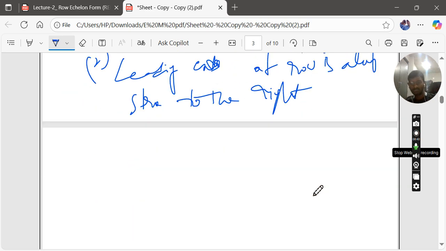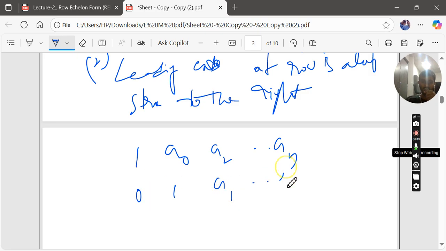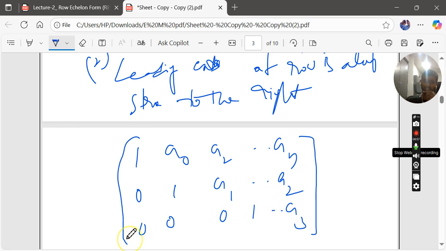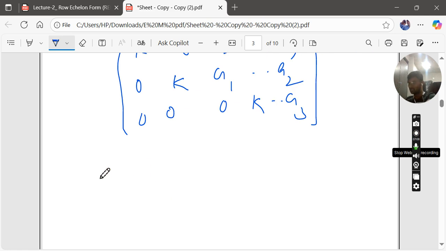Okay, now I will tell you some examples. For example, we are having 1, a0, a2, and so on, an. Similarly, 0 1, a1, and so on, a2, and 0 0 0 1, and so on, a3, like this. Here not only one, here it can be any scalar. For example, here it can be any scalar. Okay, now we will see some examples on this.